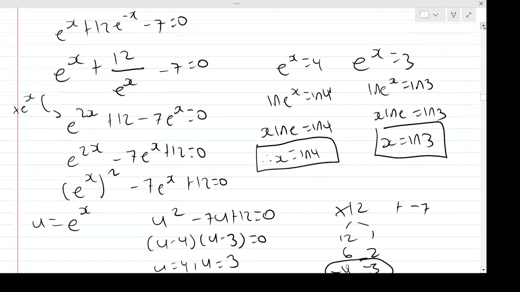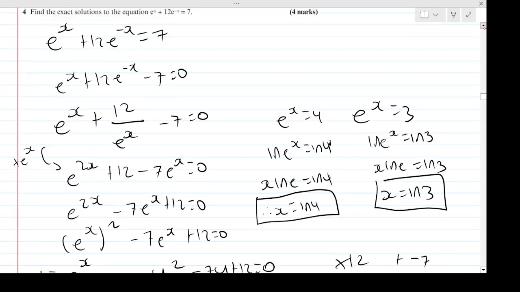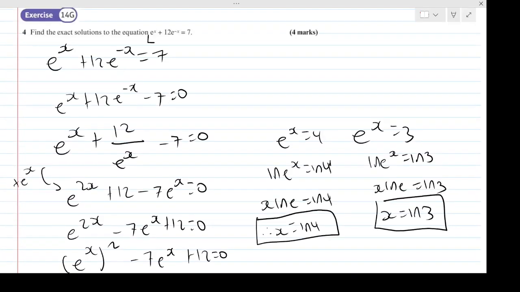Sometimes they do like asking this type of hidden quadratic, this particular one, where you've got e to the x and e to the negative x. Hopefully you spotted how we can transform that into a quadratic, like we did here.